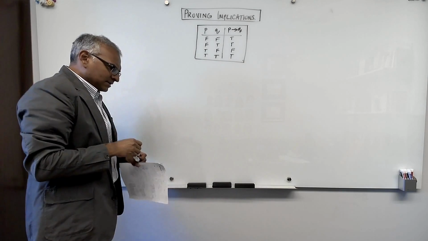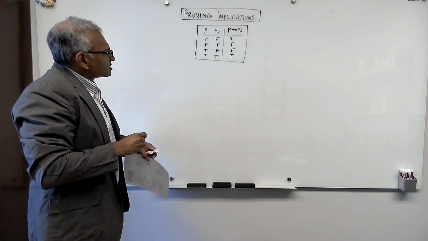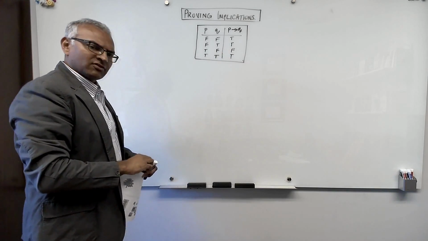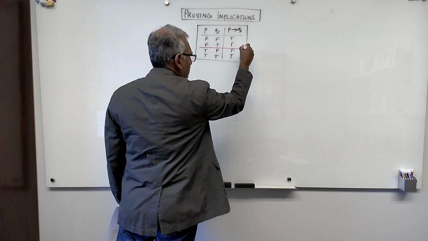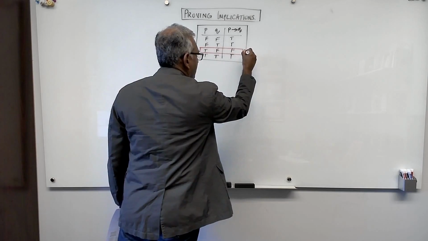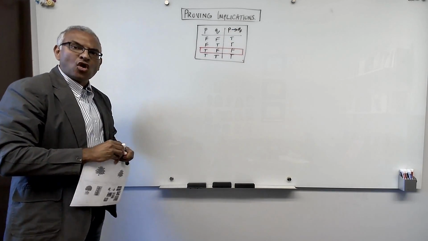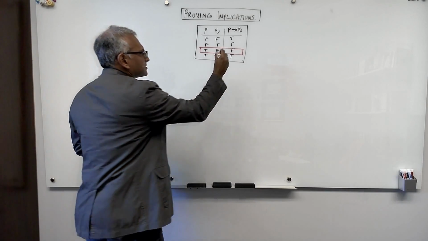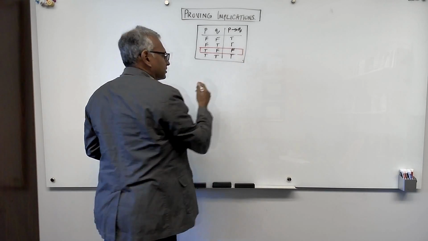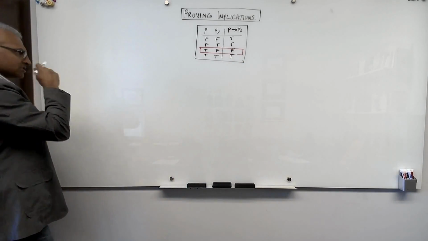Okay, and this row in which the implication is false is also going to be very important, so I'll highlight that row. Okay, so this is the row in which this implication is false. Okay. And so let's talk about proving implications.